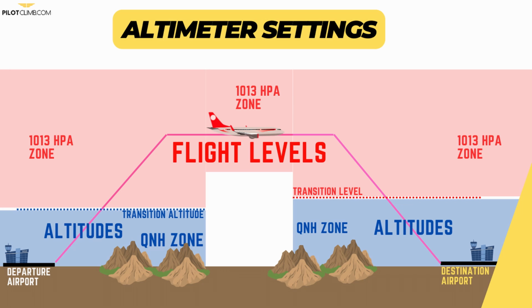We reach the transition altitude, and the transition altitude guarantees the pilot that the obstacles in that area are no longer a problem. What he or she needs to do is to switch from the QNH to the 1013.25 hectopascal, or standard pressure reference. Why do you need to change from the QNH to the 1013 hectopascal? Because you need to change from flying altitudes to flying flight levels. Why is that, and why is it so important?